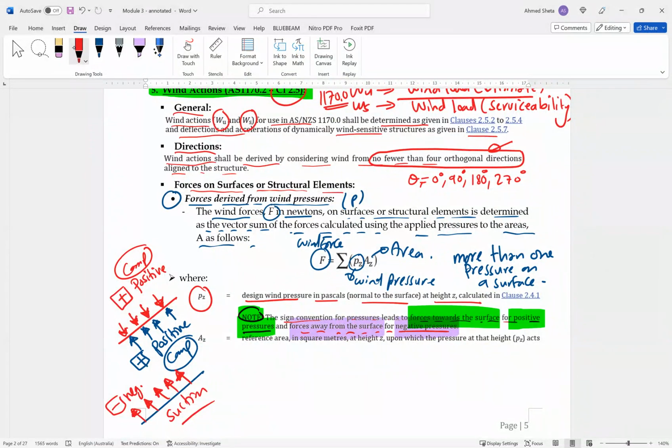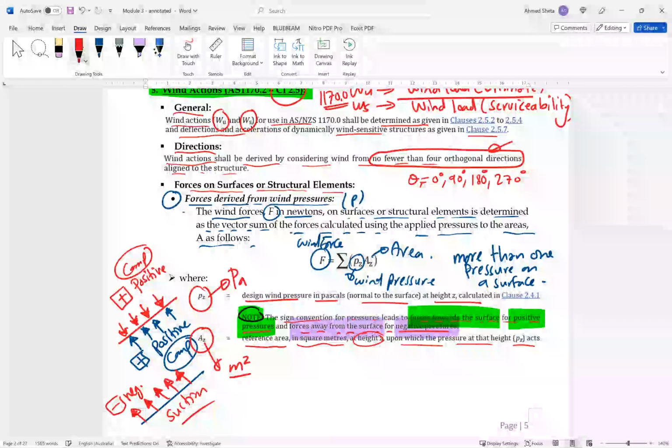The second parameter we have is AZ, the reference area in square meters at height Z, upon which the pressure at height Z acts. So AZ is in square meters, BZ in Pascals, and F in Newtons.